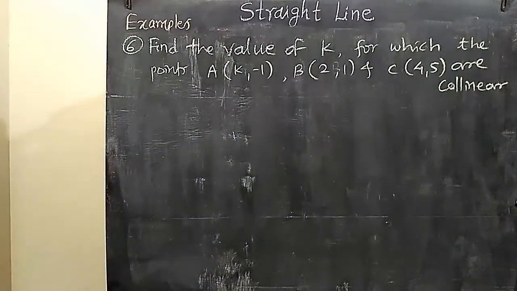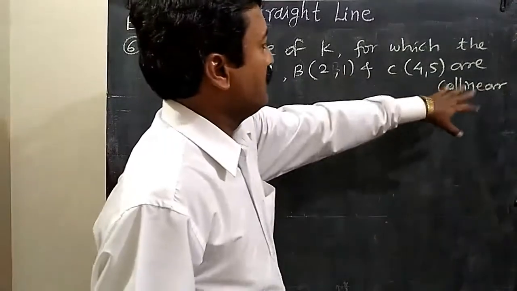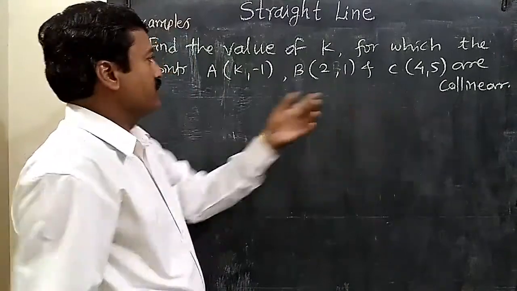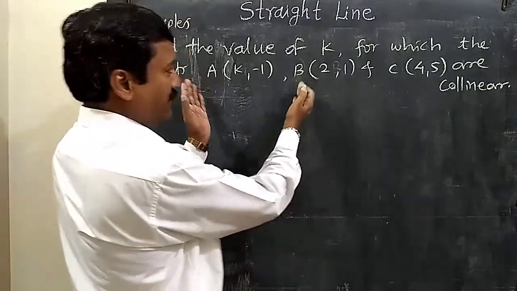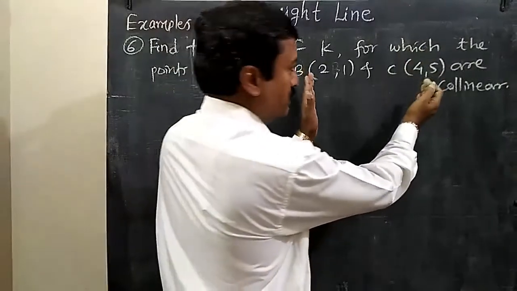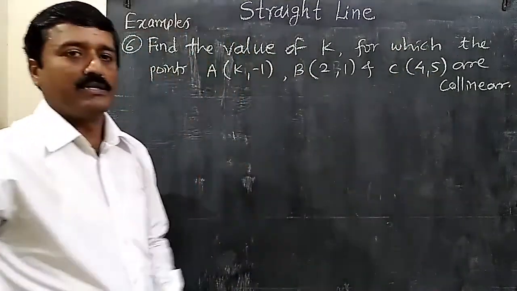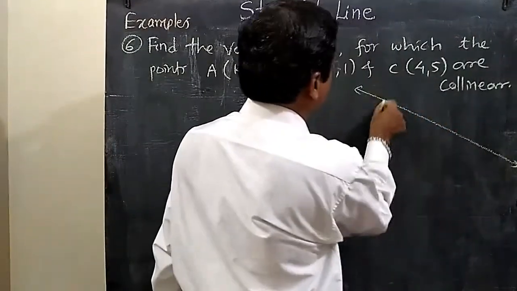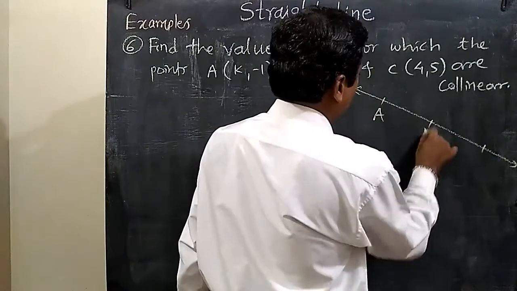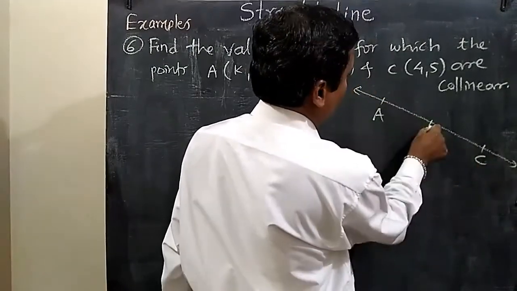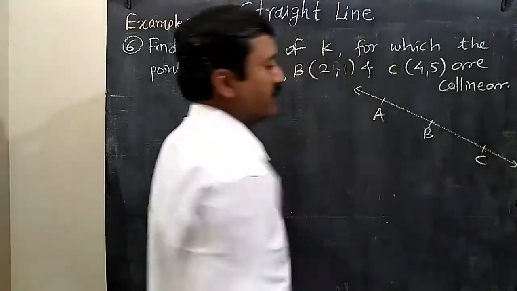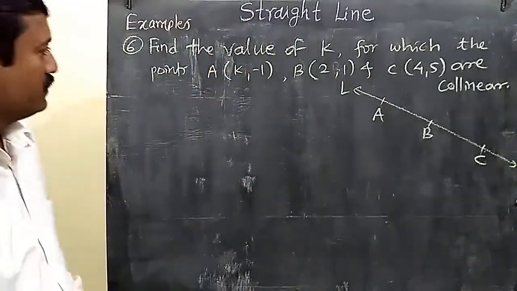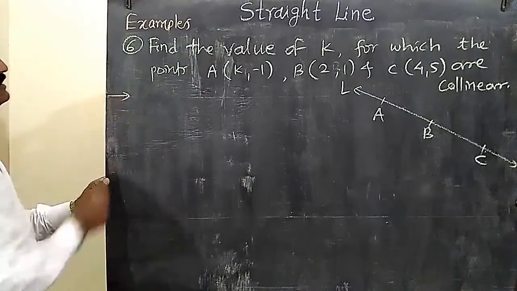In this example, these 3 points A, B, C are given as collinear points. If 3 points A, B, C are collinear, obviously the slope of segment AB is equal to the slope of segment BC. It is the same as the slope of segment AC because all these 3 points are lying on the same line. So the slope of AB, BC and AC is the same, or that slope is nothing but the slope of line L. So we will take that as the given condition here.